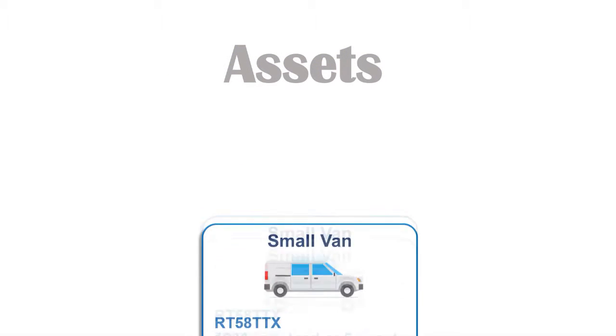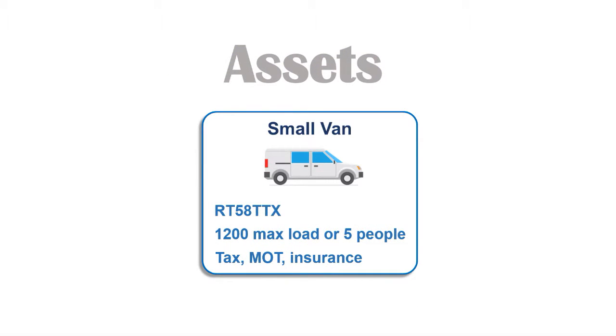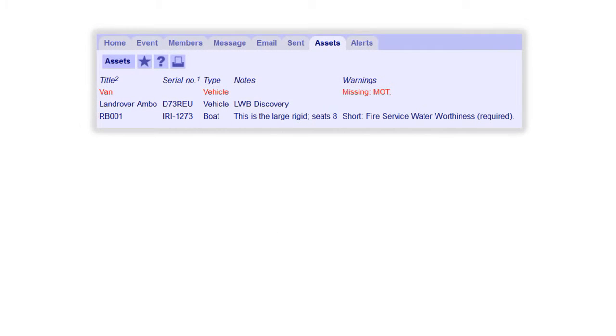So what is an asset? Well, simplest case, here's our van. We've got the registration, a bit of information about it, along with tax, MOT and insurance certificates. But one step backwards, what do we want to achieve by storing this information? We can see in red we've got a warning that the MOT for this vehicle is missing. In the bottom right hand corner, a bit less obvious, a warning that the fire service waterworthiness certificate for our boat is going to expire shortly.